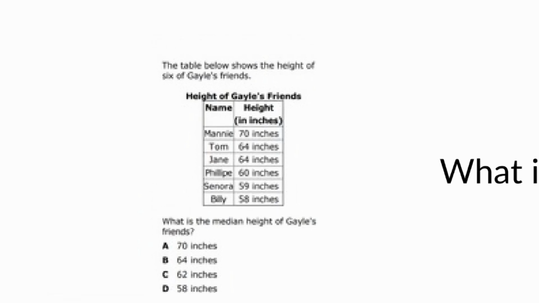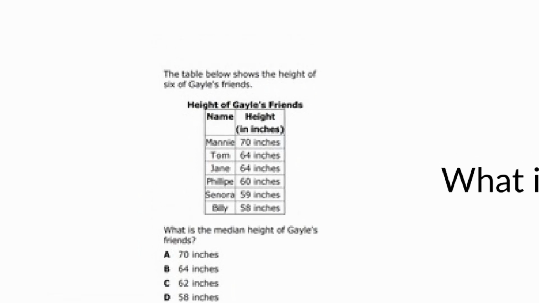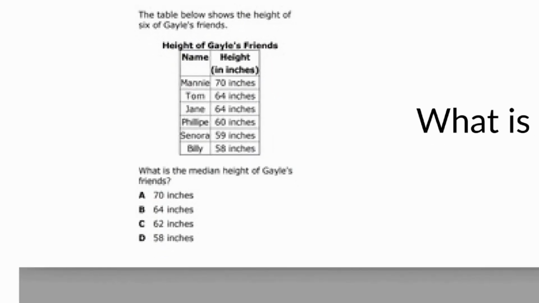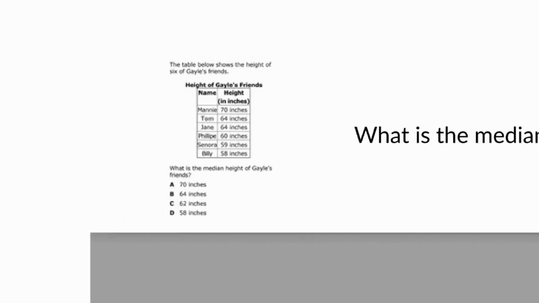So I'm going to ask you to go back to your Nearpod and click on the second problem on the image. It says the table below shows the height of 6 of Gail's friends. Manny is 70 inches, Tom is 64 inches, Jane is 64 inches, Philip is 60 inches, Sonora is 59 inches, and Billy is 58 inches. What is the median height of Gail's friends? So what is the median?